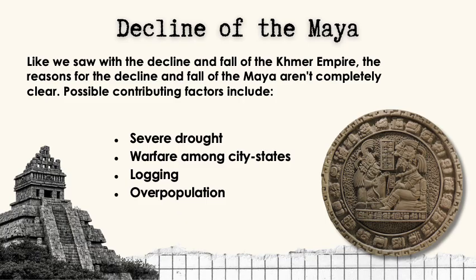Much like the Khmer, there is a whole list of possible contributing factors to the decline and fall of the Maya civilization. The lack of centralized unifying government meant warfare and competition amongst city-states was common, and this could certainly contribute to the weakening of the civilization. It has also been suggested that overpopulation affected their societies, and this might be connected to the drought and logging issues, as a larger population combined with shrinking ability to produce food would almost certainly affect the civilization.